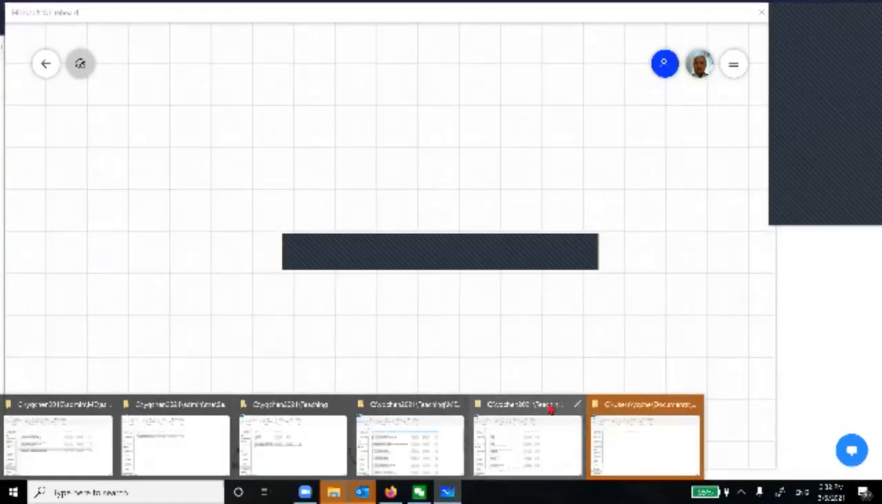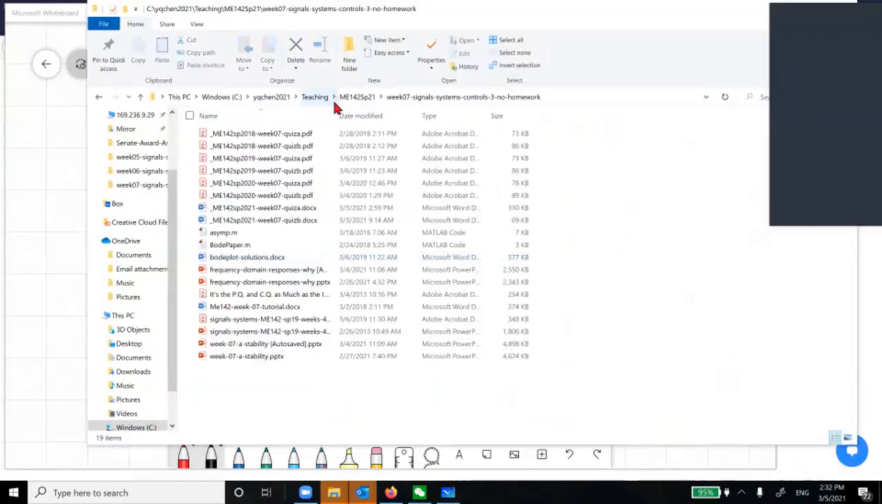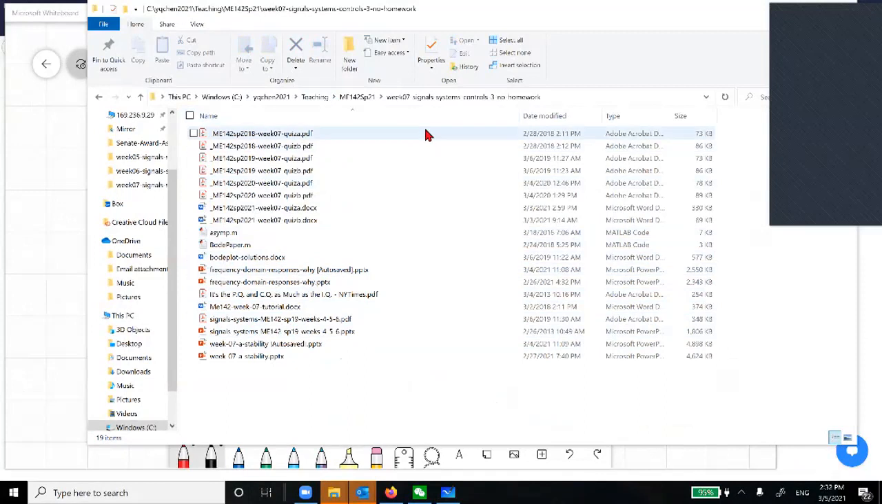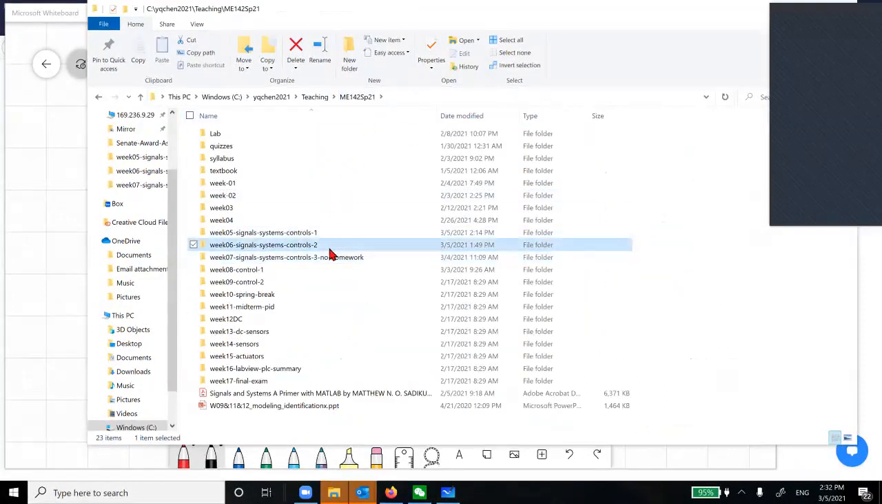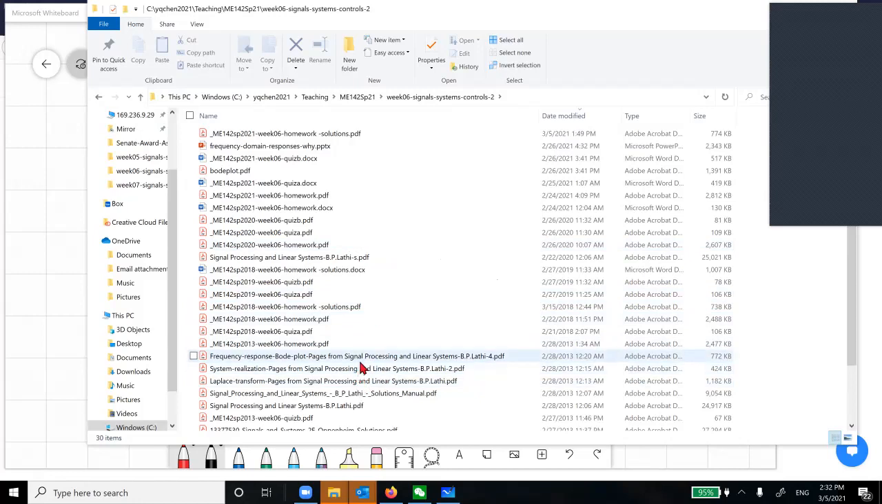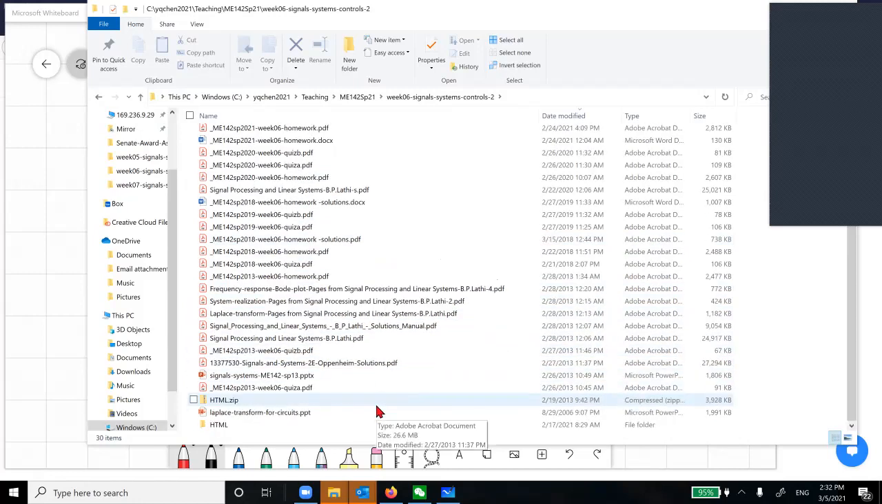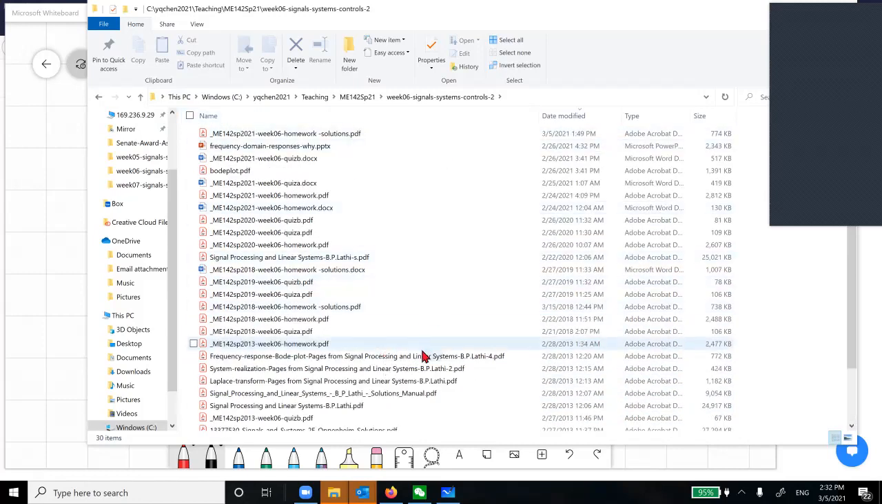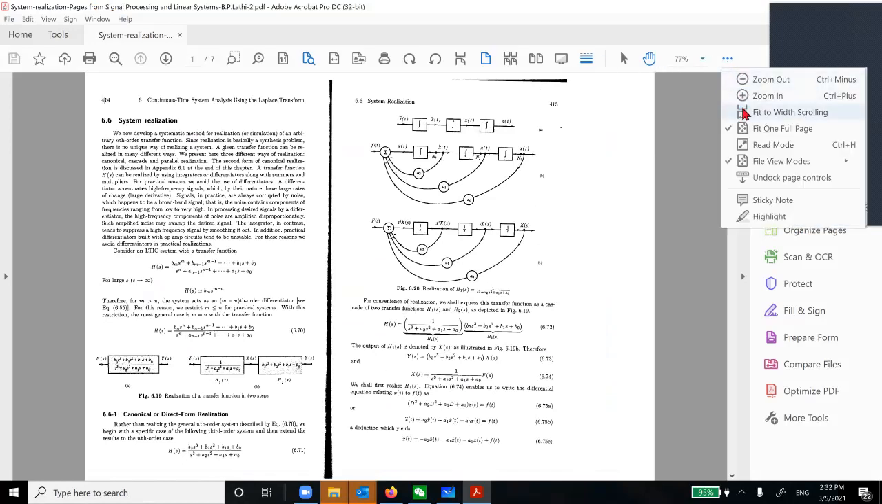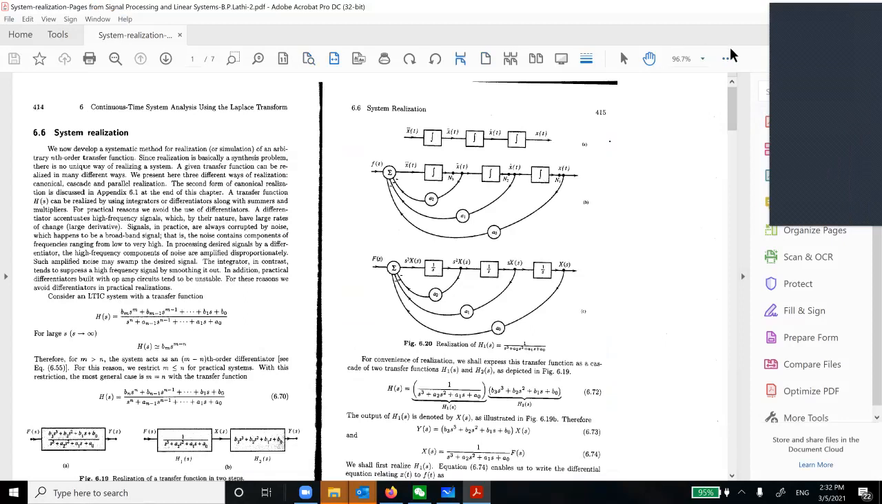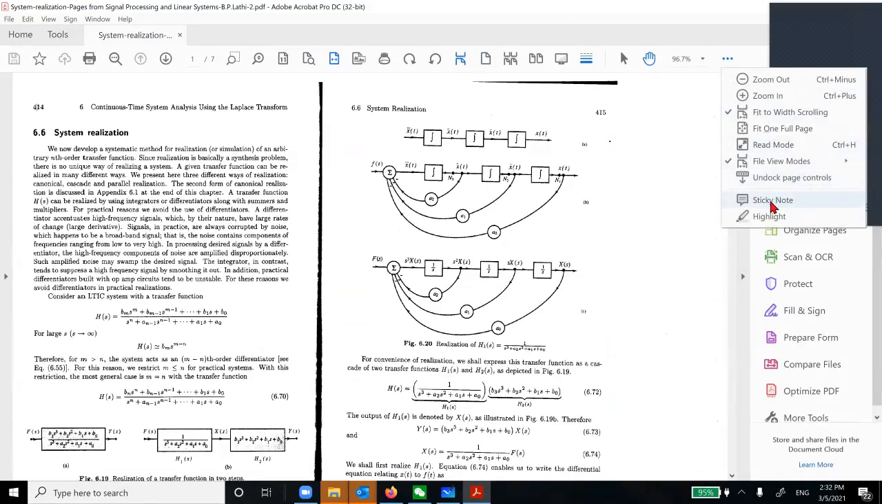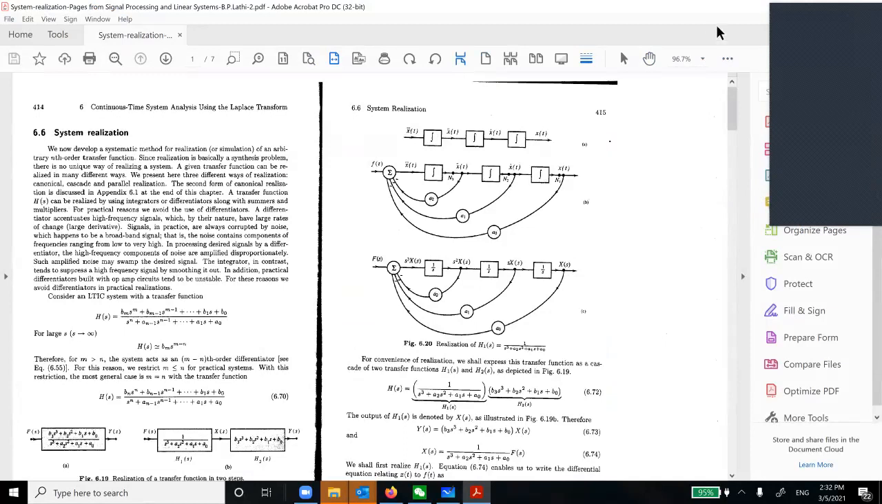The reading material is on our site. It's regarding the realization part, in signals and systems. It's called frequency response, system realization part. This is the realization part, the real system realization part. Can you guys see my screen? Yes. Okay, good. So I'm trying to highlight here: system realization.